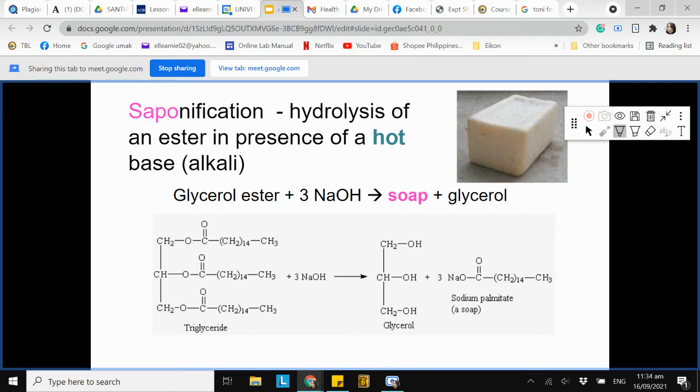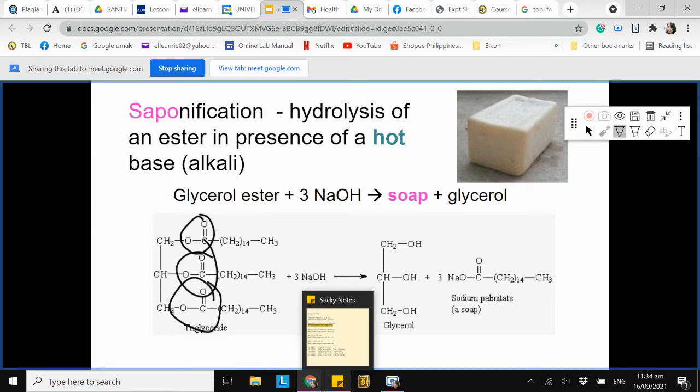Okay, so ito po yung general formula. This is your alcohol. Remember, sorry, not your alcohol, but your ester. Kasi nga po meron kayo na nito. That's why it's broken down into an alcohol. This is your propanetriol. And then you have sodium palmitate as the soap.